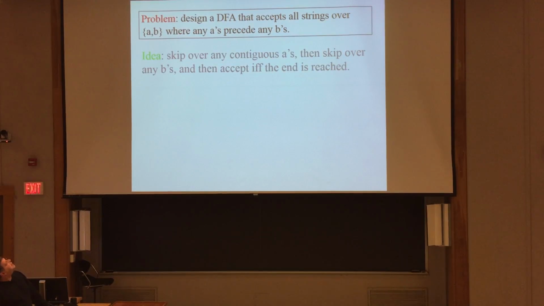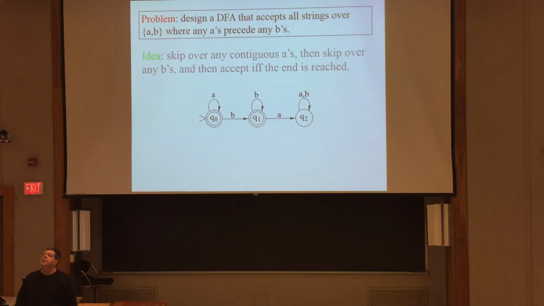All right, so design a deterministic finite automaton that accepts all strings over A, B, where any A's precede any B's. So take any string you want and accept it as long as all the A's precede all the B's. So what do we do? The idea is to skip over any contiguous A's and skip over any contiguous B's and then accept if you reach the end of the string, and that's all there is to it. But if you see more A's after B's, it's no good.